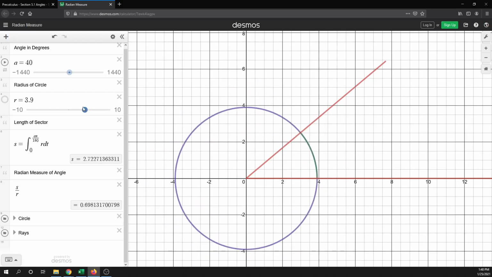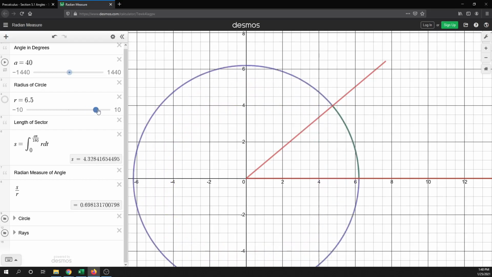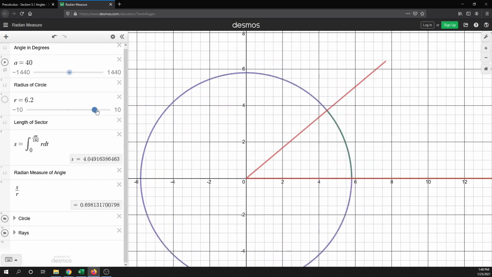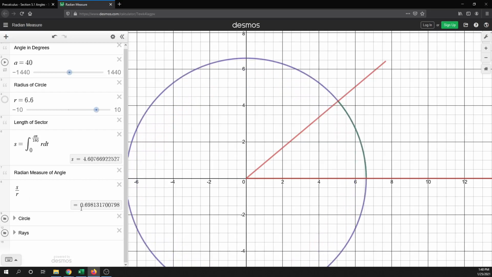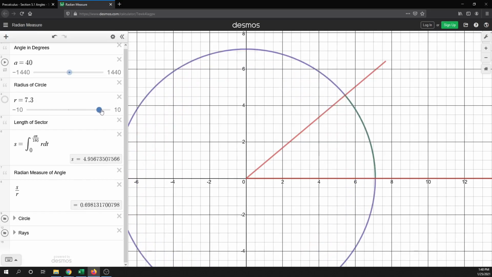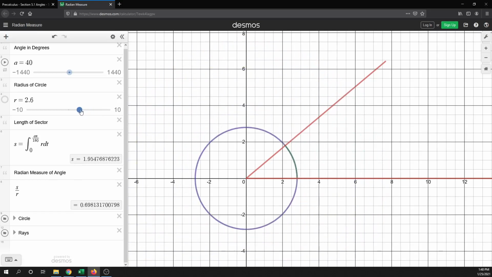Now you can see here, this slider that I'm using in Desmos changes the radius of the circle. So I'm getting a bigger radius and a bigger S value. The length of this arc right here is getting bigger as well. So the value for R changes and the value for S changes. But if you look down here at the radian measure, S divided by R, as I change this slider, you can see that this number is not changing. R is changing, S is changing, but S divided by R is not changing. So it doesn't matter what size circle I use. I'm going to get the same number, whether it's a big one or a small one.